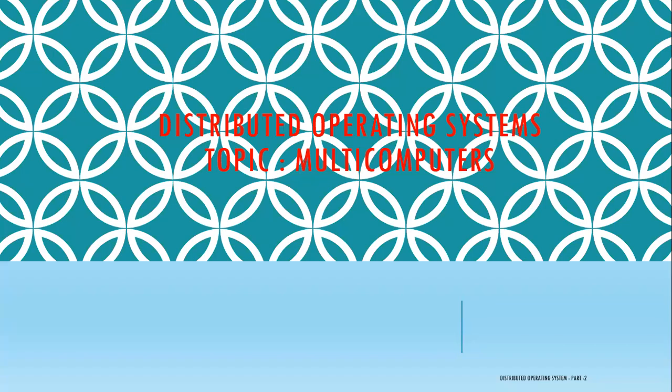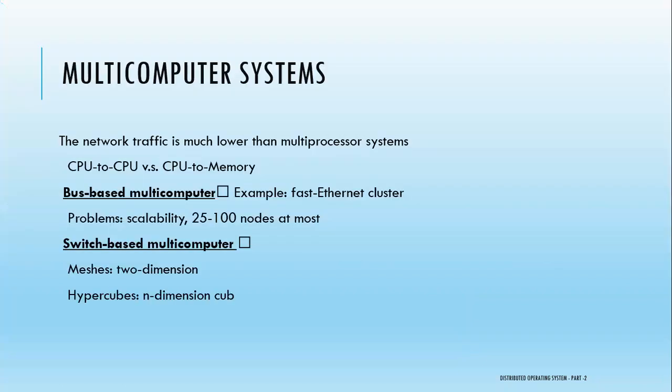In this video, I am going to talk about the multi-computer system. The network traffic is much lower than in a multiprocessor system, CPU to CPU versus CPU to memory. Bus-based multi-computer. We can see the bus-based multi-computer.